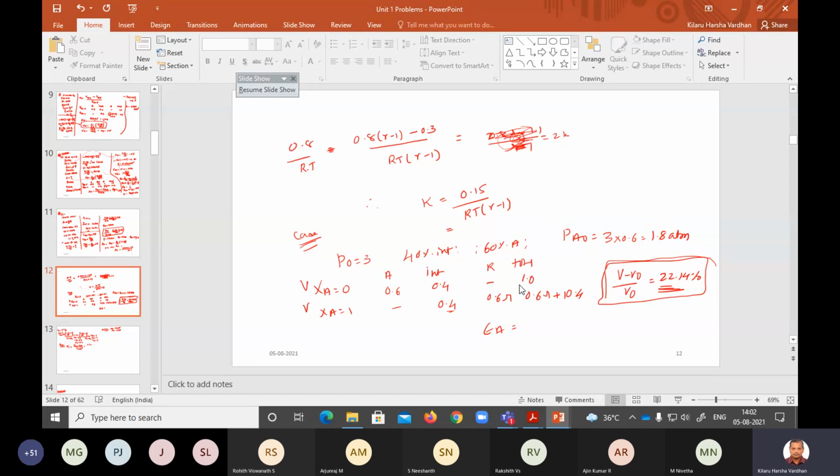Please try to do this problem. This problem is a very famous problem. A lot of times they asked it. So try to do it, and if any difficulty is there, you can approach me. Okay. So with this, I complete the first unit. Still there are a lot of different kinds of problems, but we need to go on to the next topic, that is reactors.